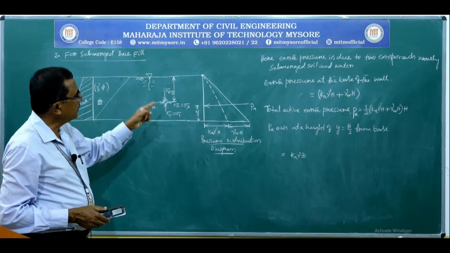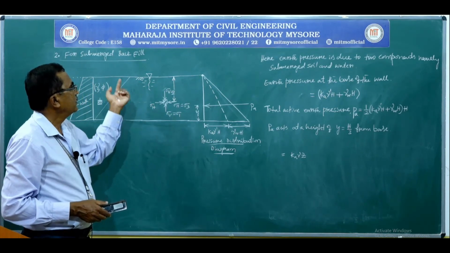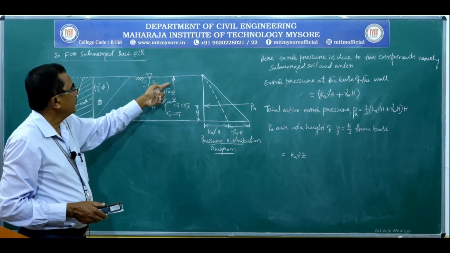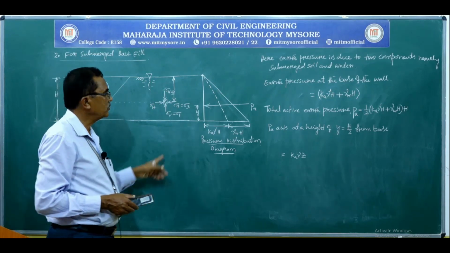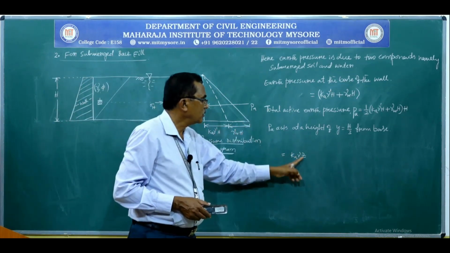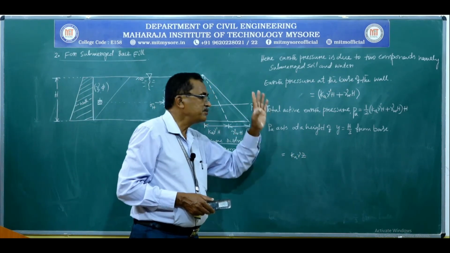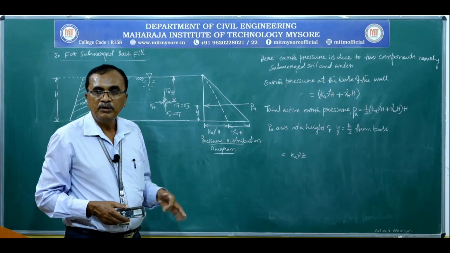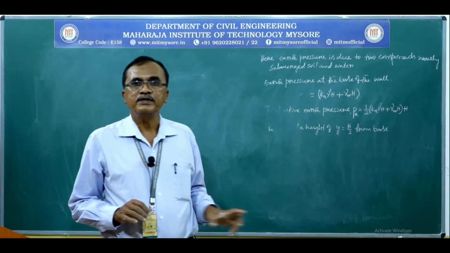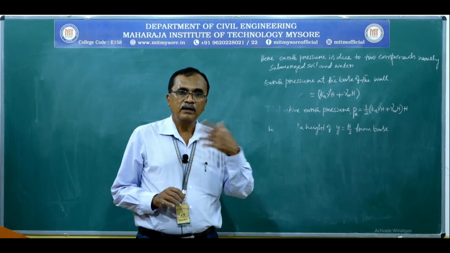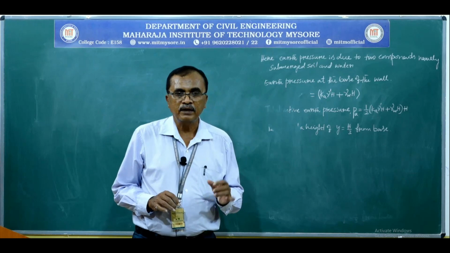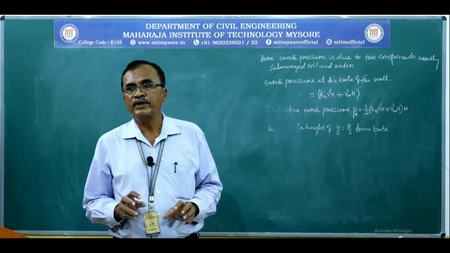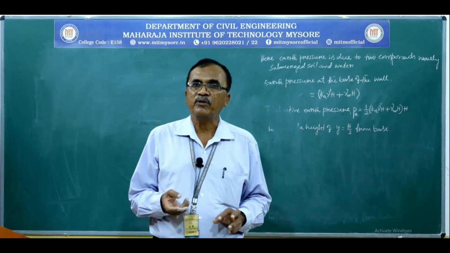So horizontal stress relates to vertical stress but is not equal to vertical stress. Horizontal stress is equal to K times the vertical stress at any point below the ground surface. Two simple cases. Still more cases are there. We will consider those cases in the next class, and after understanding those cases we can easily solve the numerical problems. Thank you.